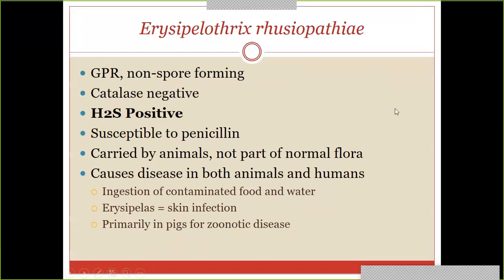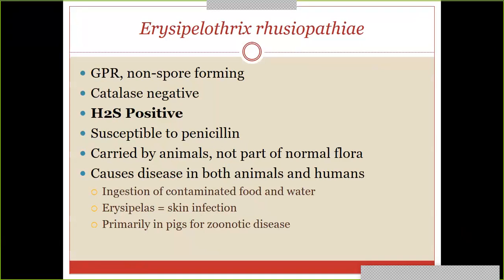Erysipelothrix rhusiopathiae. This is a non-spore-forming gram-positive rod. It is catalase negative, very much H2S positive. This is the one that I always say is the only gram-positive rod that is H2S positive, so that's a big characteristic for it. This is also still very much susceptible to penicillin.